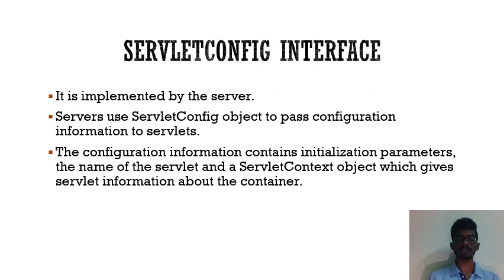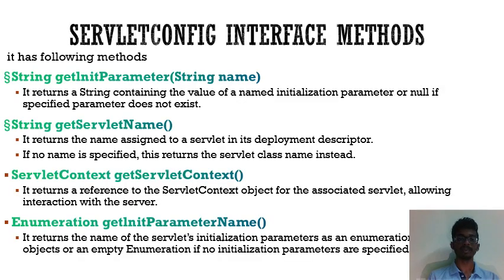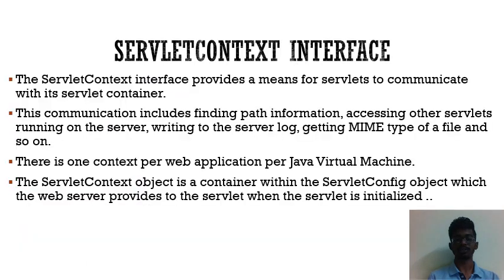Now let us move on to the ServletConfig interface. It is implemented by a server. It means the ServletConfig extends the Servlet interface. This configuration information contains initialization parameters as we have discussed earlier. Let us have a look at some methods in the ServletConfig interface: getInitParameter, getServletName, getServletContext, getInitParameterNames. Some basic description about this has been given here. Let us have a look.